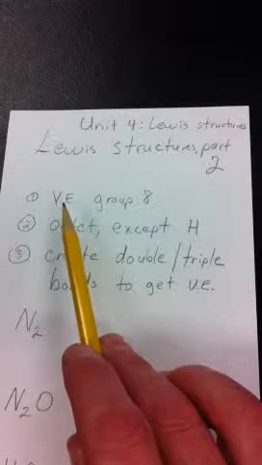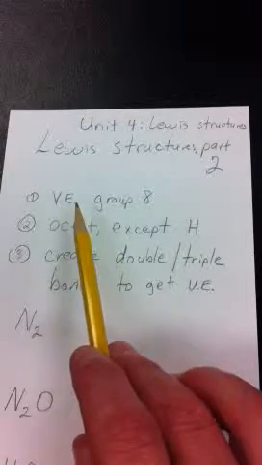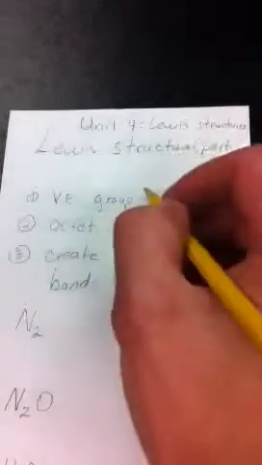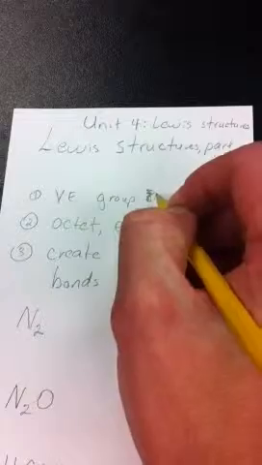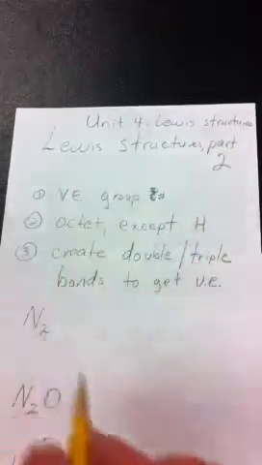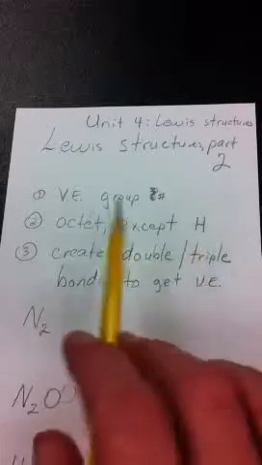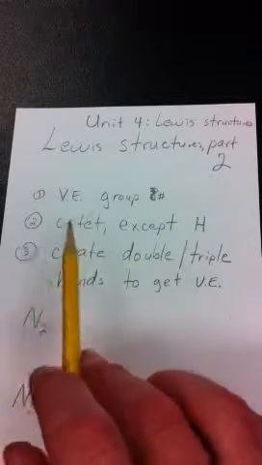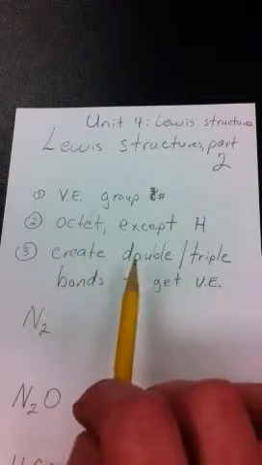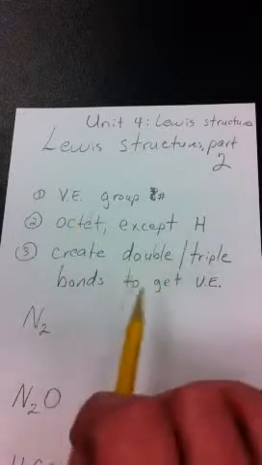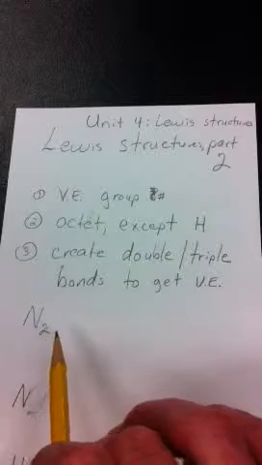We have to determine the number of valence electrons. That's the group number. Everybody wants 8 around them except hydrogen, and we're trying to end with the valence electrons we determined, so we may have to create double and triple bonds to get to the valence electrons.